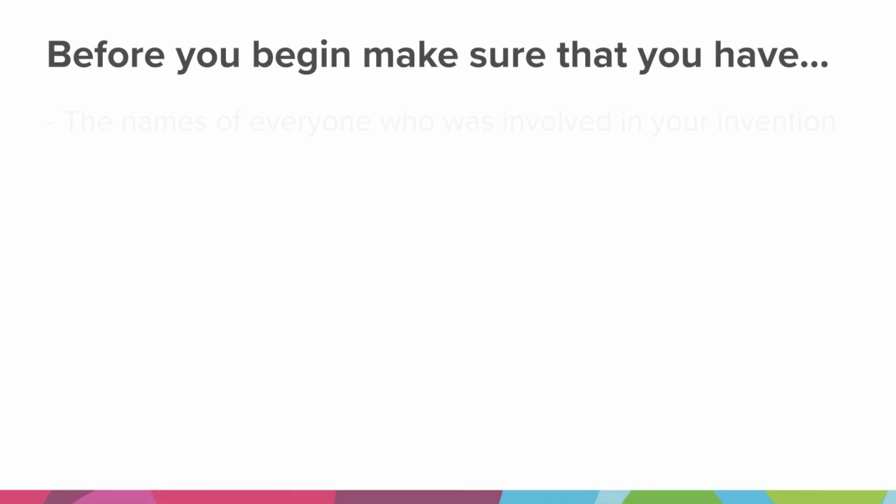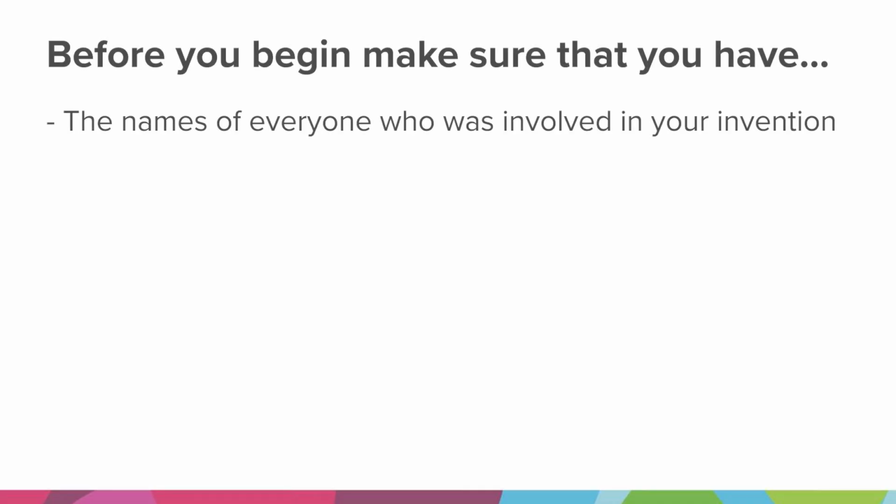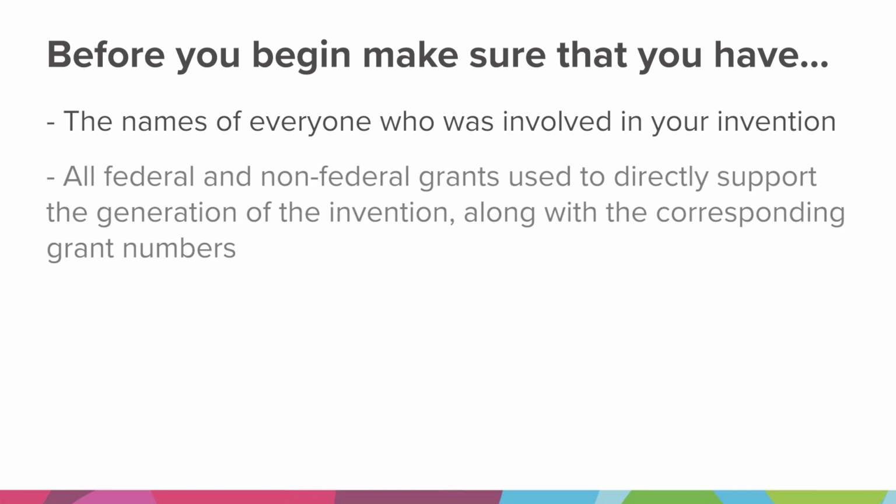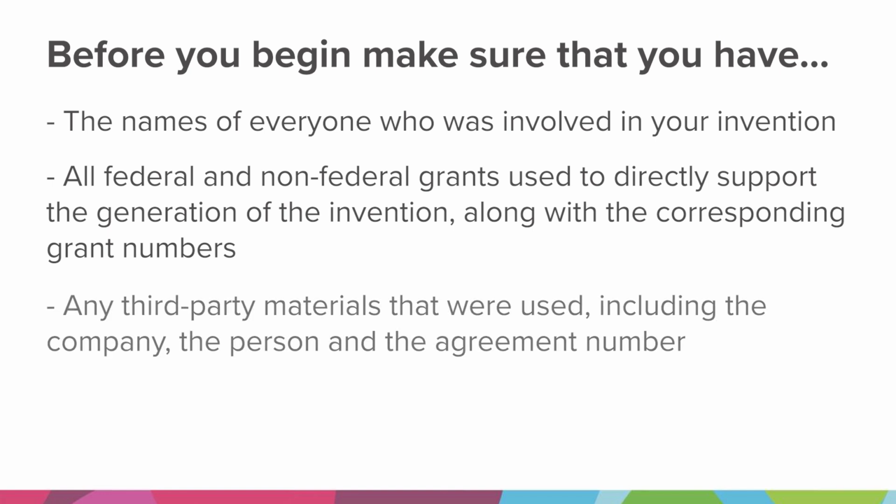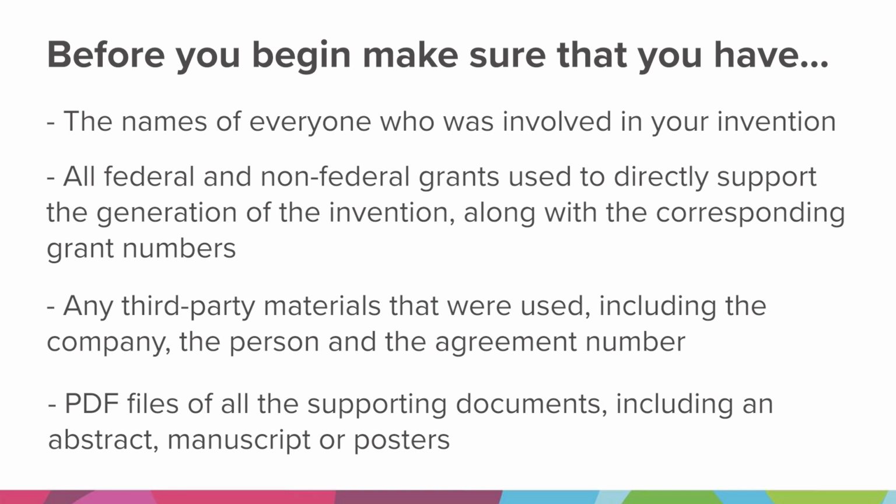So let's start with a few pro tips. Before you begin, make sure that you have a list of all the folks who are involved in your invention. Secondly, you want to make sure that you have all the federal and non-federal grants, including the correct grant numbers that go with each. Next, you want to have any third-party materials that were used, like mouse models or other things, including the company, the person, and the agreement number, if you have that available. And then, finally, you want to make sure that you have PDF files of all the supporting documents, including an abstract, manuscript, or posters.